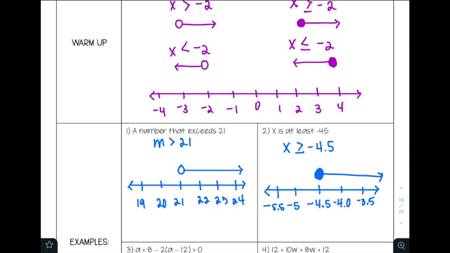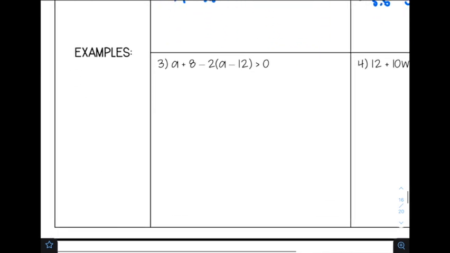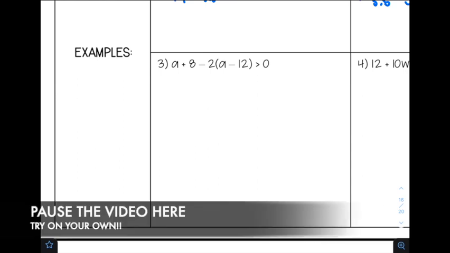All right, so for number 3, we have an inequality and we need to solve for A. So the first thing we're going to do is solve for A, and then we're going to graph it. Pause the video here and see what you come up with.